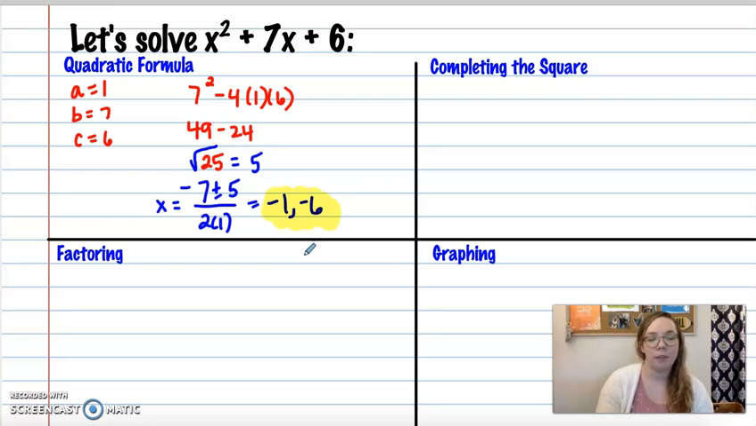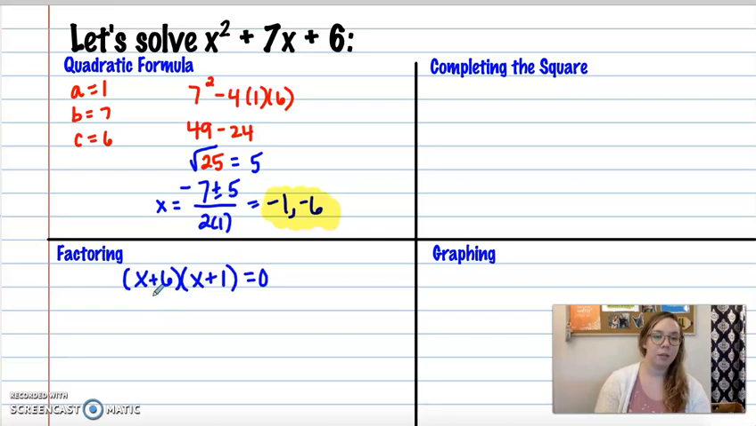But that's my personal preference. Maybe you have a different preference. So let's go ahead and work through all of them. So here, let's do factoring because I usually tend to find that one to be the easiest. I want factors of 6 that add to 7, which would be 6 and 1. So this would factor to be x plus 6 and x plus 1.